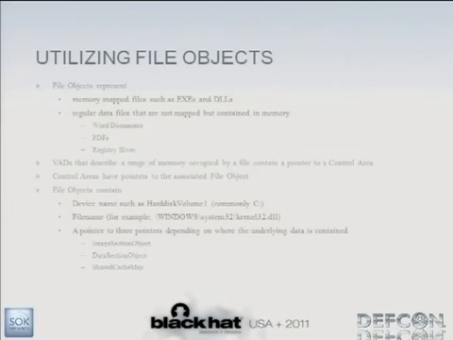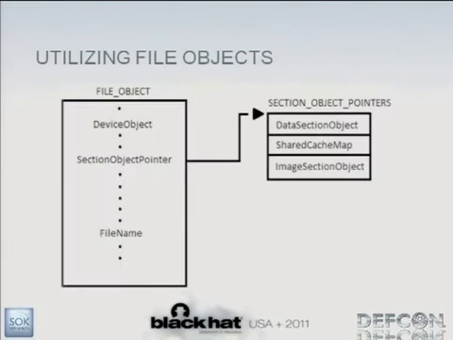Now, file objects contain some useful data, including the device name. That would be things like HarddiskVolume1, as you see in this example. You could then translate that for the OS in question, or for your host. That's probably C: or whatnot. Also, it'll contain the file name itself. And then the thing that we're going to talk about today is this table of three pointers, depending on where the file data is actually backed up. The three things we're going to look at are image section objects, data section objects, and shared cache map. Here's a graphical representation of a file object.